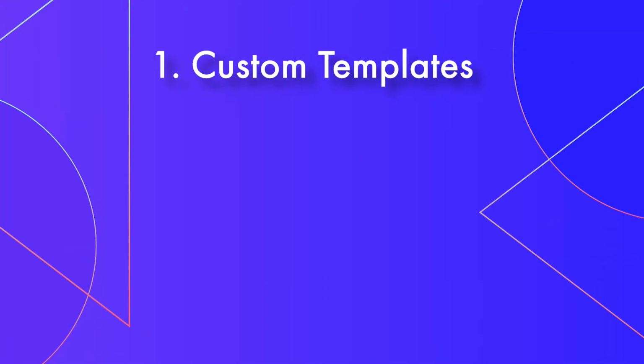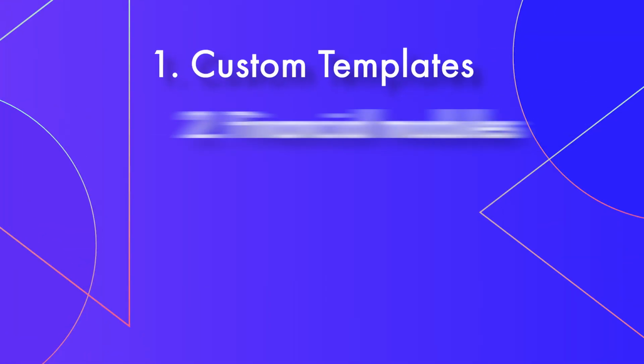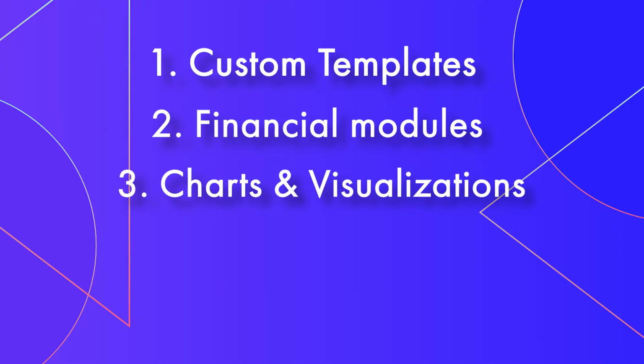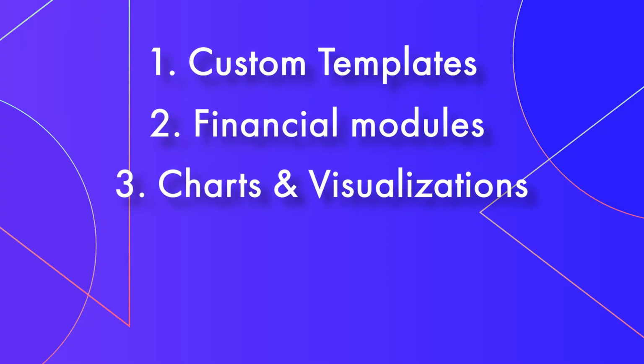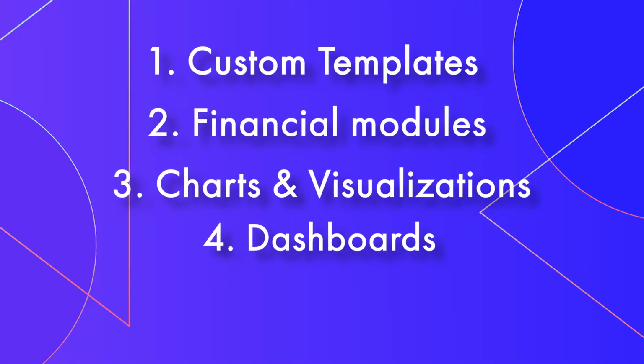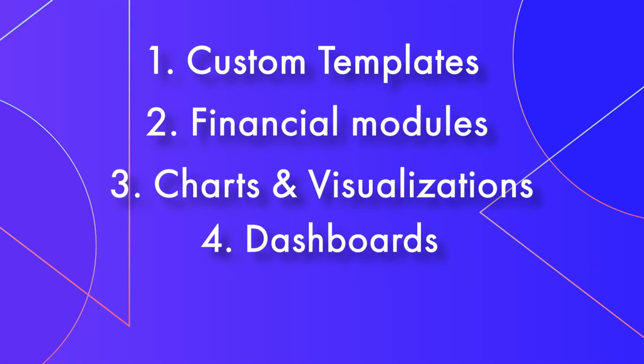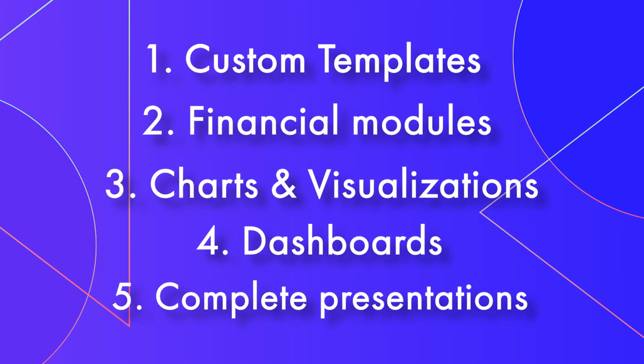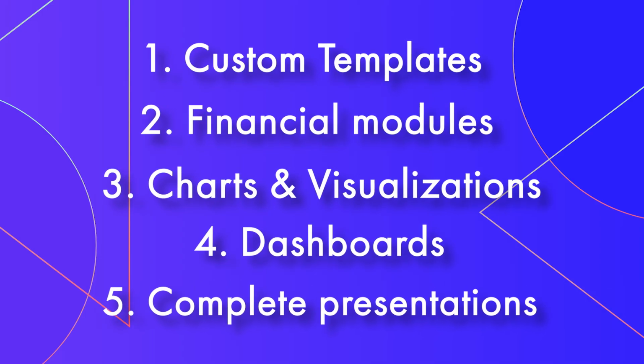Here are your 5 agentic Excel use cases. Number 1, custom templates from your exact specifications. Number 2, financial models. Number 3, charts and visualizations in the Excel sheets. Number 4, dashboards generated from your existing Excel files, CSV files, or Google Sheets. And number 5, complete PowerPoint presentations generated from your Excel file. Every single one of these used to take hours. With agentic AI, it takes minutes.